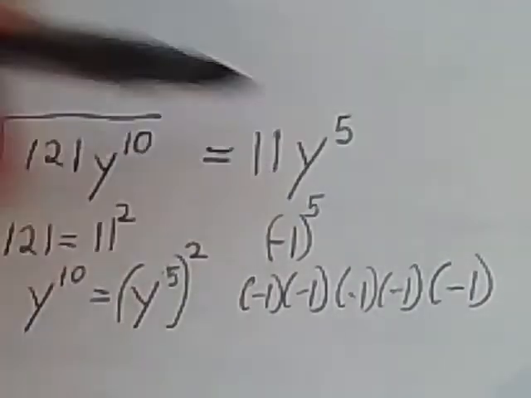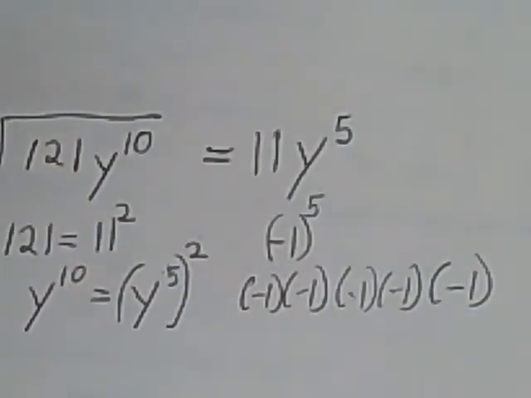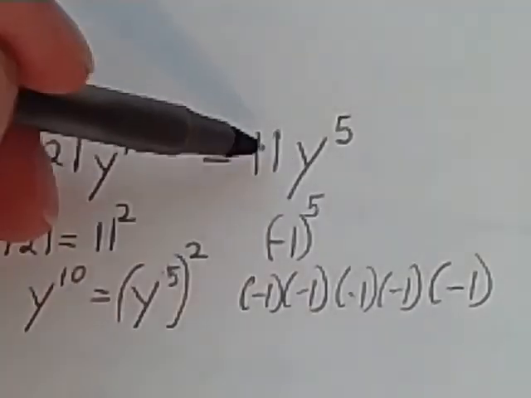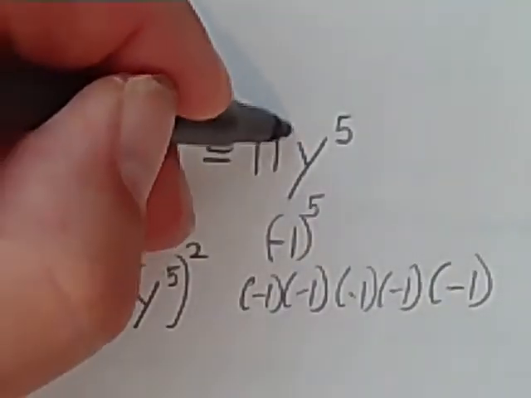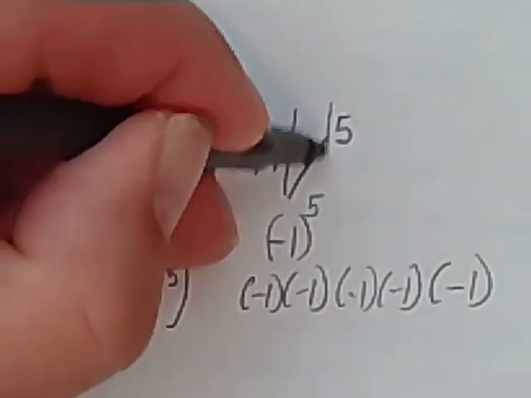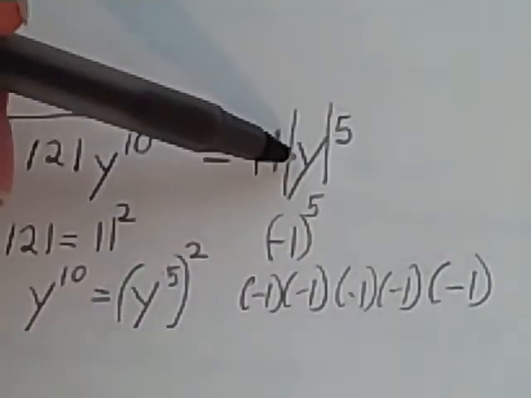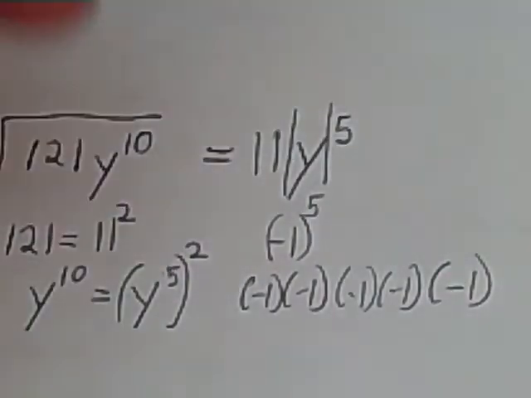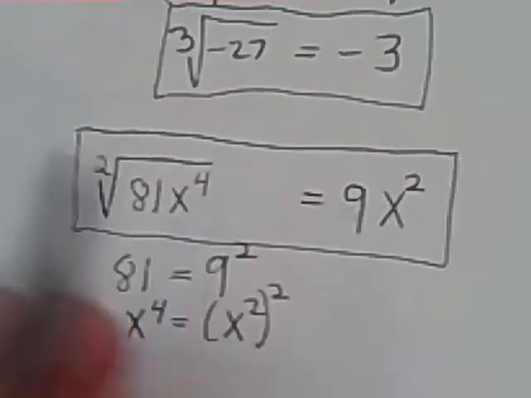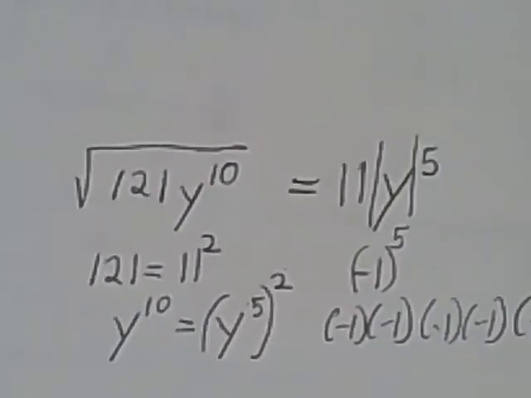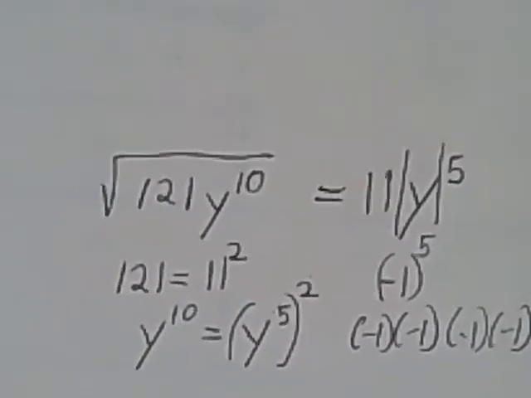So before I say this is my final answer, I need to restrict the values of y and make sure that they are never negative. I do that by adding an absolute value symbol around the y. Don't put it anywhere it doesn't need to go. Don't put it around the 11. Don't put it around the 9 or the x squared in the previous problem. Only put it where it needs to go to be correct.